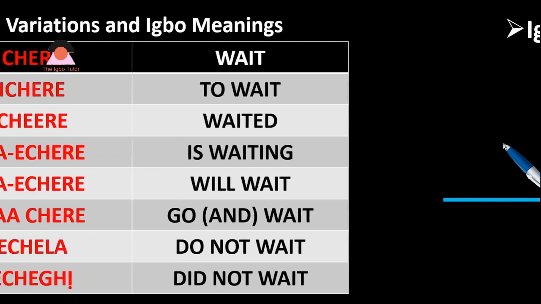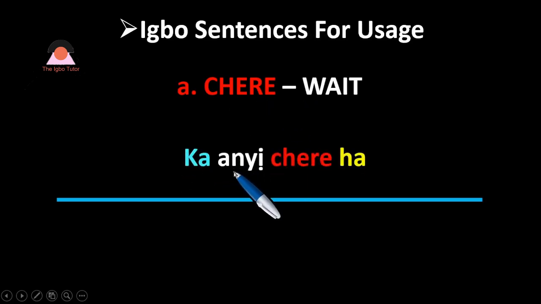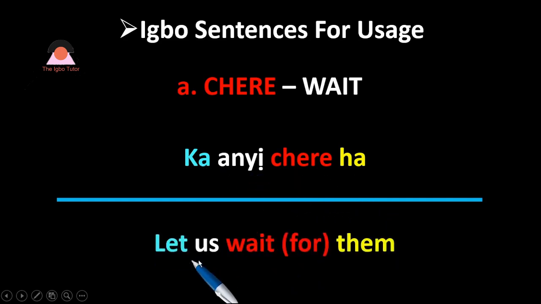Let's go on to do sentences with this, one after the other. Number one, Chere, wait. A sentence now. Ka anyị chere ha. What does this mean? Let us wait for them.